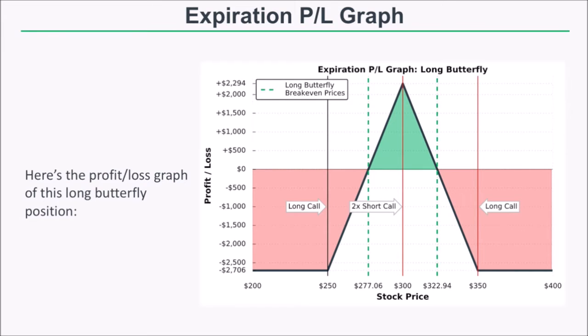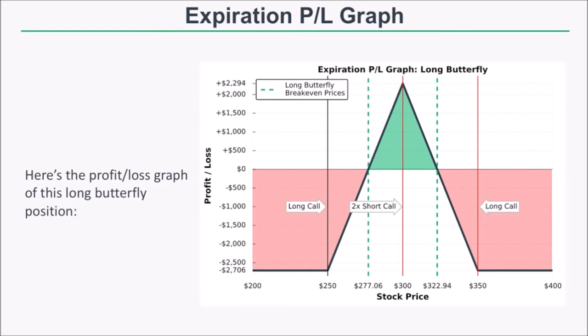Now the lower break-even price of $277.06 comes from the long call strike price of $250 plus the debit paid of $27.06, which comes out to $277.06. Now that's because if the stock price is at $277.06 at expiration, the 2 short 300 calls will expire worthless, the long 350 call will expire worthless, but that long 250 call will be worth $27.06, which is exactly what we paid for the entire butterfly. Now on the upside, our break-even price is $322.94.